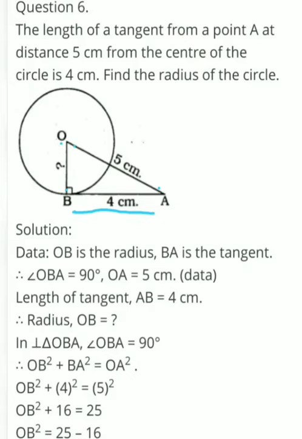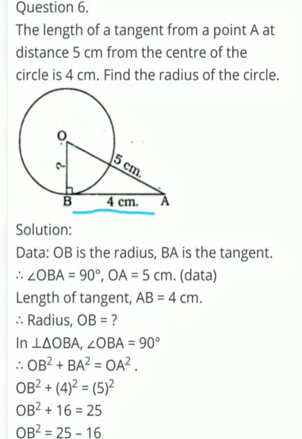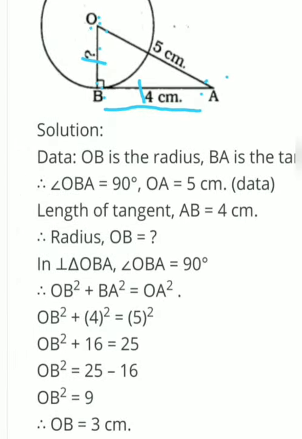And just by using the Pythagoras theorem we can solve this problem. See, by the Pythagoras theorem we know hypotenuse square is equal to the sum of the squares of the other two sides. Here OA square is equal to OB square plus AB square. Now OB square we have to find. We will keep that as such. Now AB square is equal to 4 square. OA square is equal to 5 square.